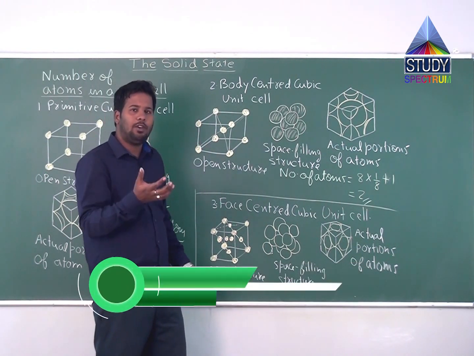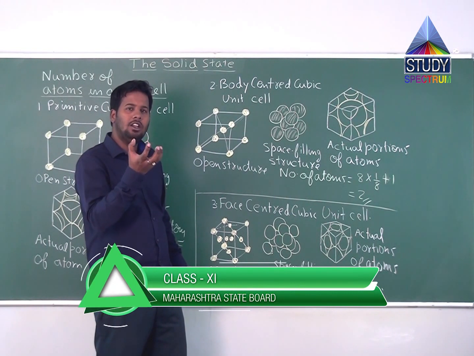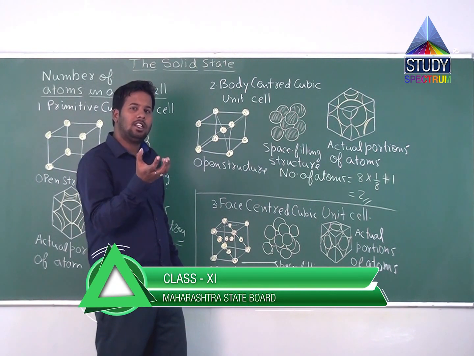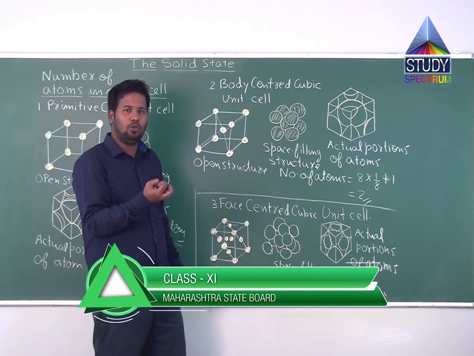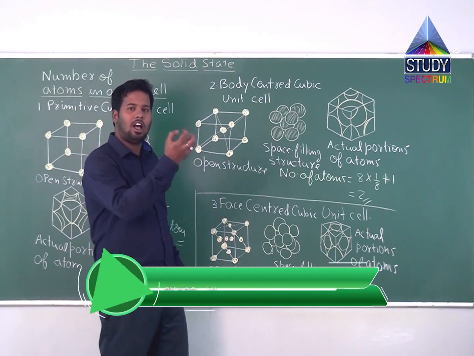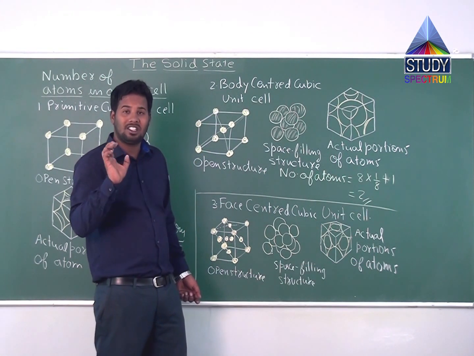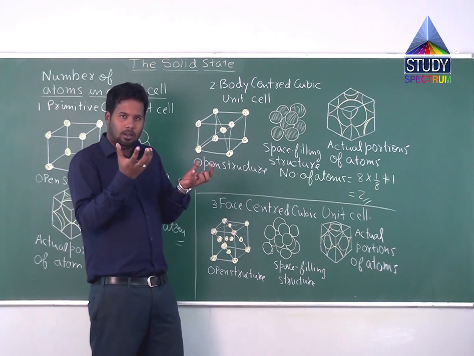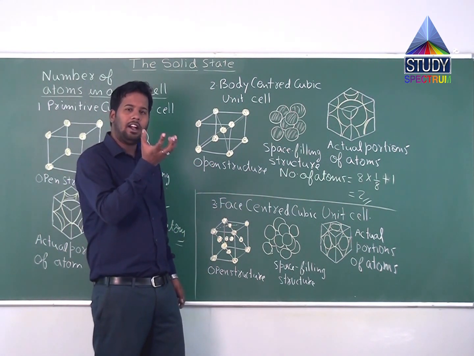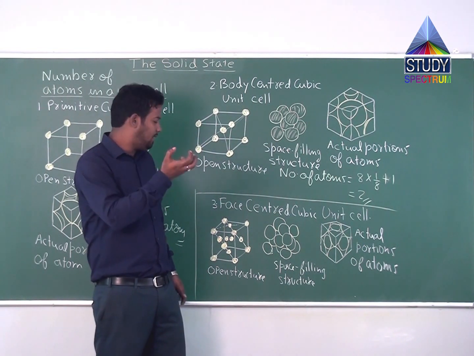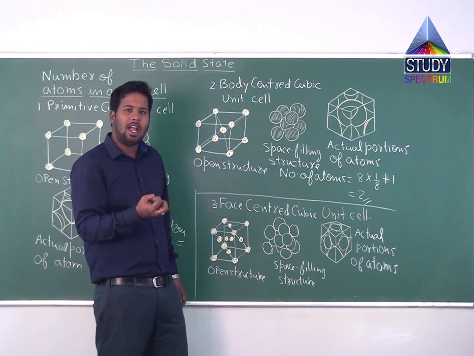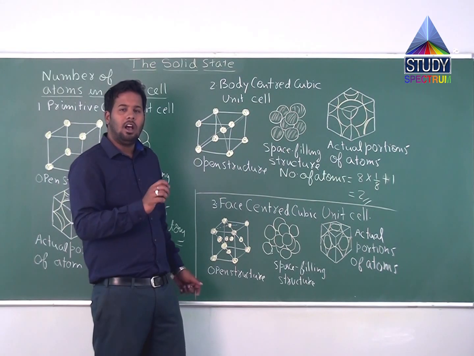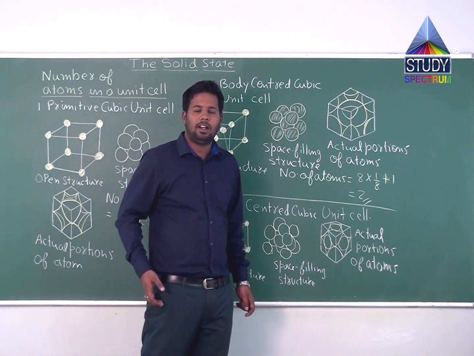Now since there are 6 faces and half of each atom placed at the center of the face comes inside this cube, it means half plus half plus half plus half plus half plus half, 6 times half. So 6 into half will be the part of atoms placed at the center of each face coming inside this cube, plus 1/8 portion of atoms placed at each corner.